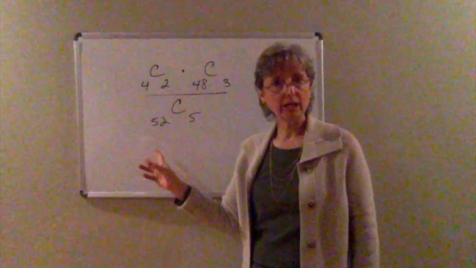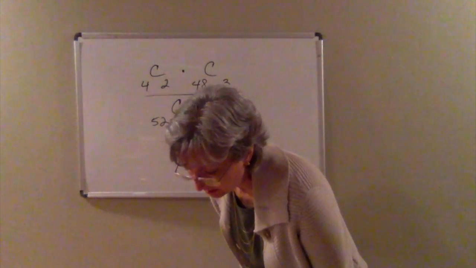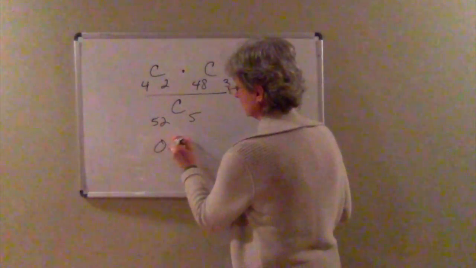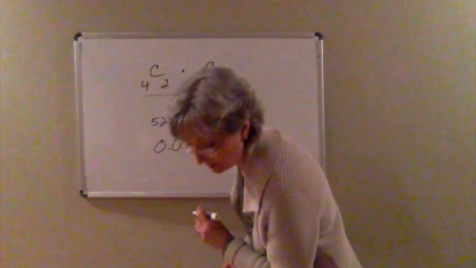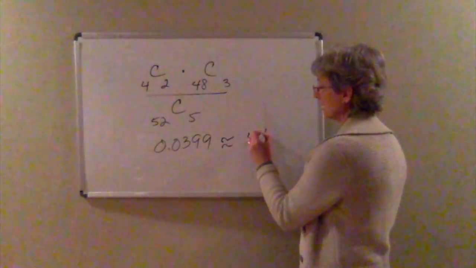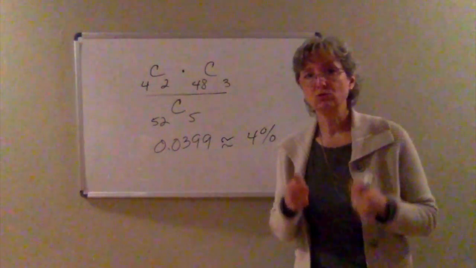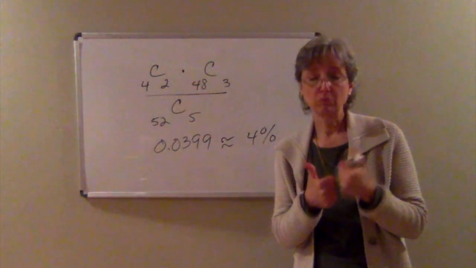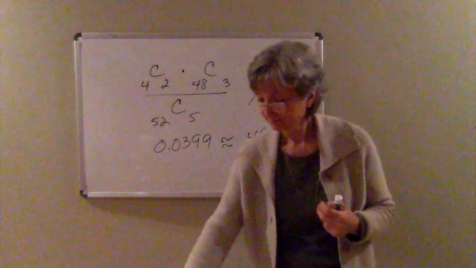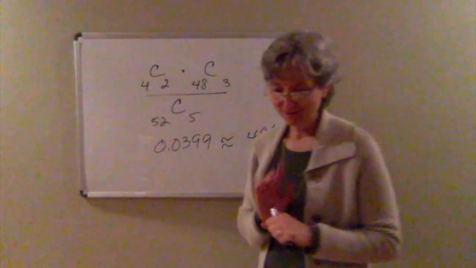So try that with your calculator. And they did this for us in our book, and you get 0.003999999, or about 4%. Okay, I want you to try that with your calculator and see if you get that percentage. And if you do, good for you. Remember how to find the combinations using your calculator. Okay, good. Let me give you one to do.